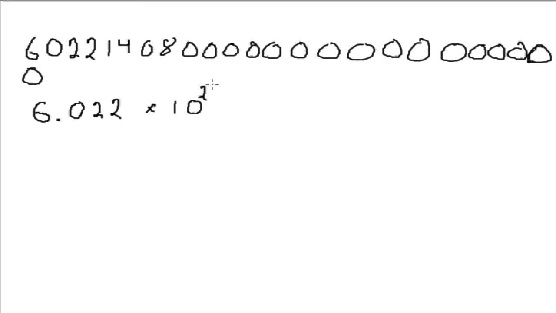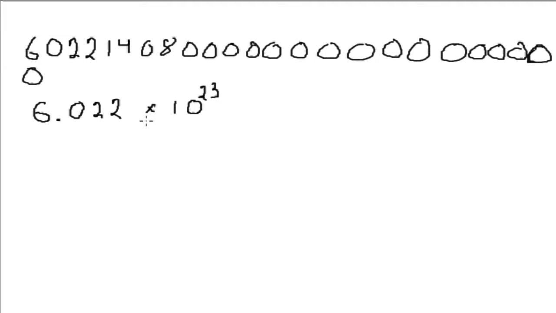What that means is that instead of writing this gigantic number, I just write: look, the number starts at 6.022, and then you need to move this decimal 23 times, adding zeros along the way. Much more convenient way of writing big numbers.